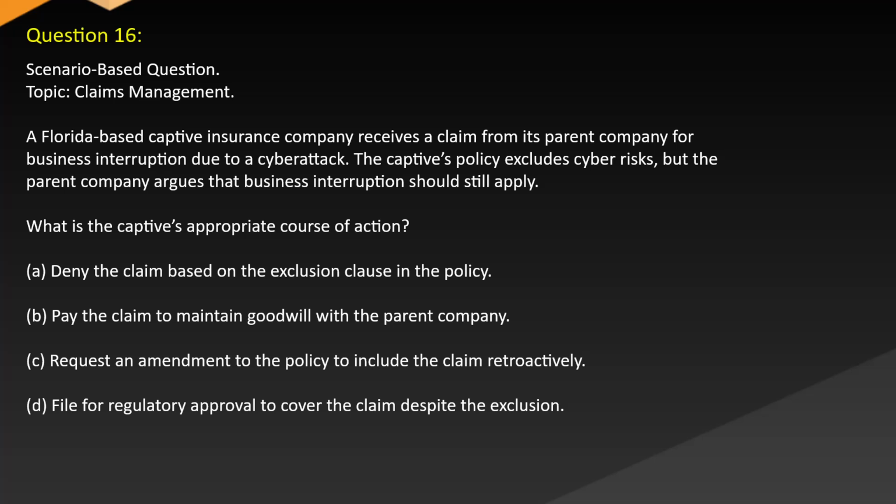A. Deny the claim based on the exclusion clause in the policy. B. Pay the claim to maintain goodwill with the parent company. C. Request an amendment to the policy to include the claim retroactively. D. File for regulatory approval to cover the claim despite the exclusion.